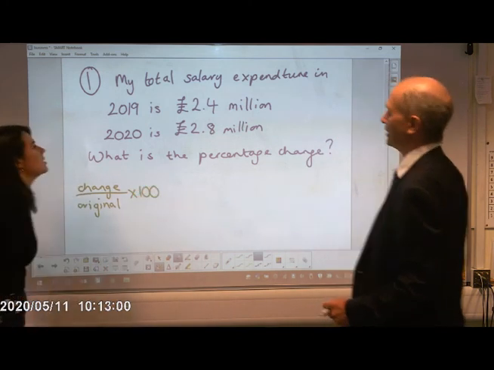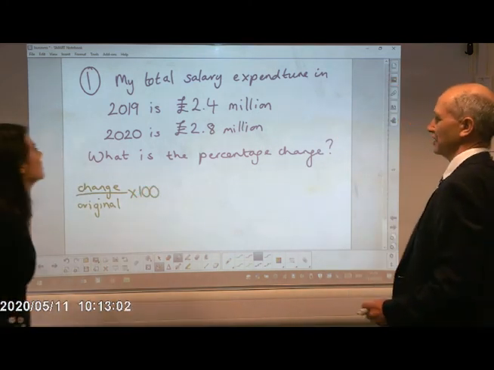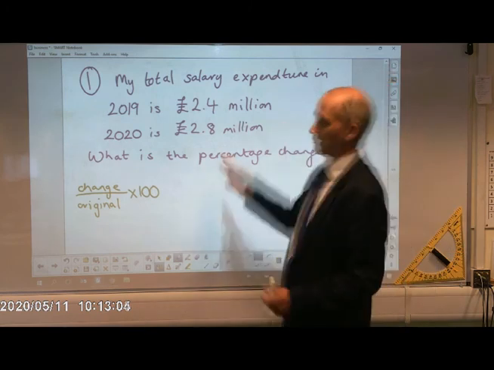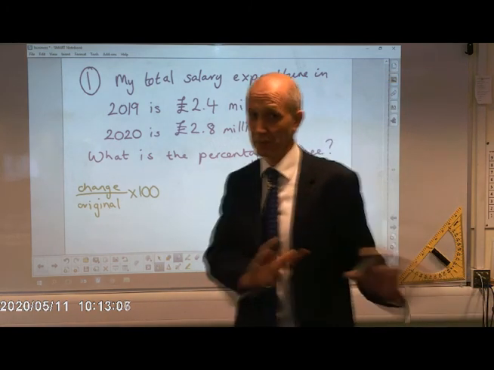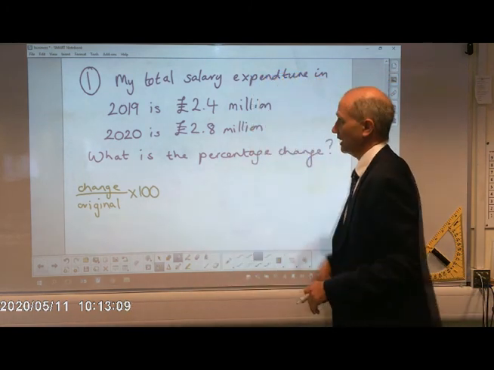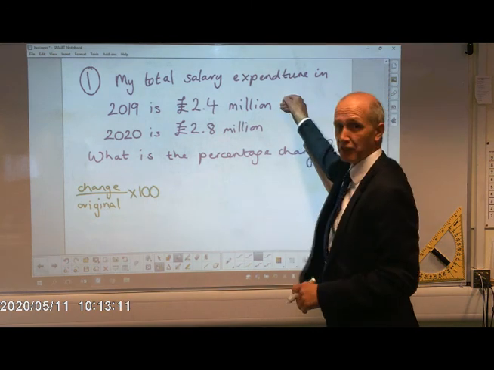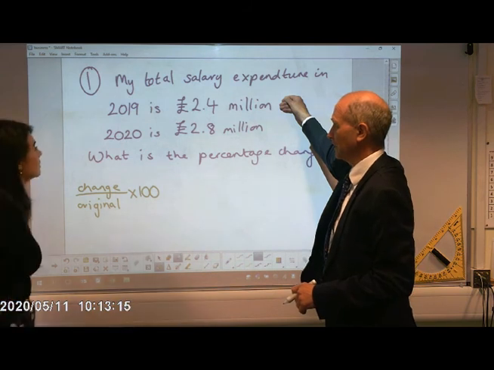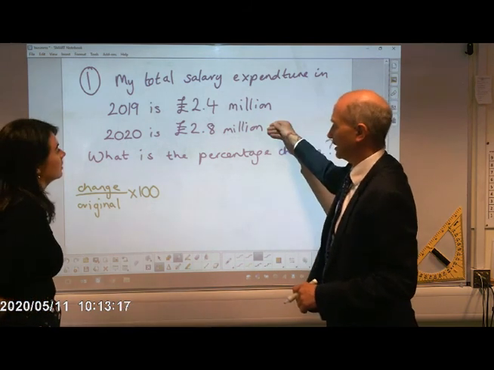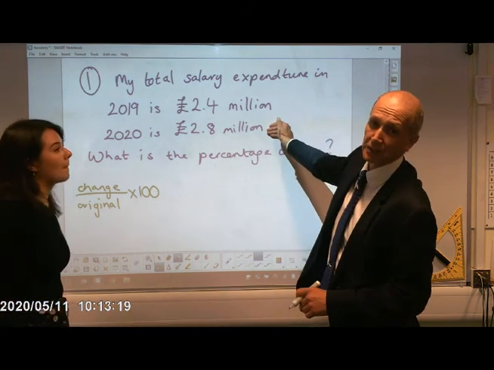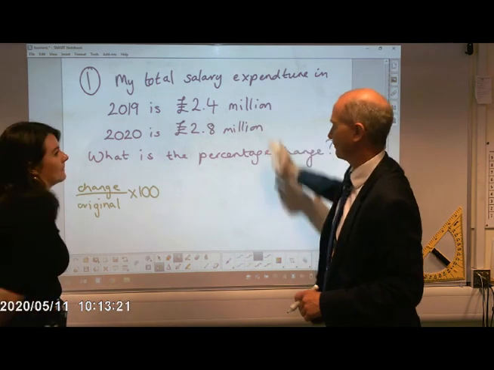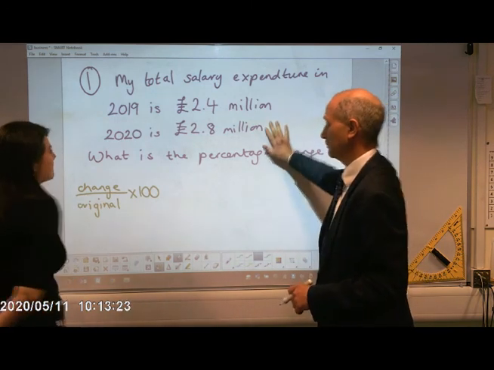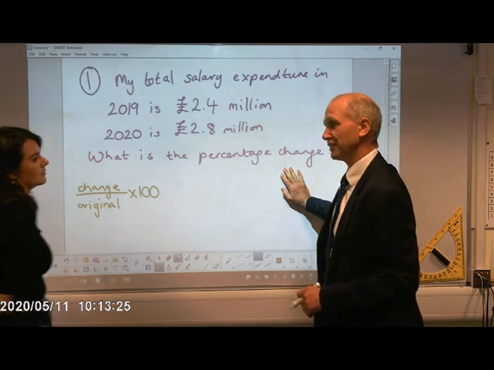My total salary expenditure in 2019. So my company that I kind of run on the side when I'm not teaching, I had to pay people £2.4 million last year. This year, I'm projecting it's going to be 2.8 million. Even more money, even though we've been furloughed for so long. What is the percentage change?